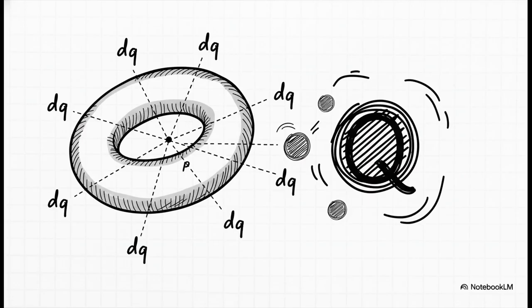We just add up all the little dq's, which gives us the total charge, Q. And we end up with this single, totally straightforward formula. The potential only depends on the total charge and that one common distance.